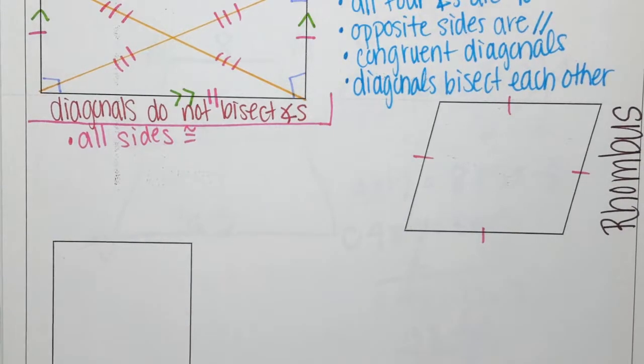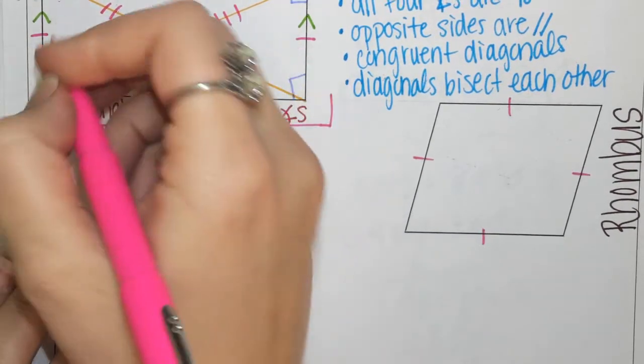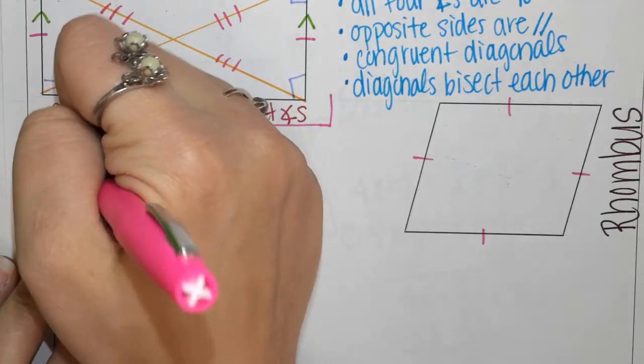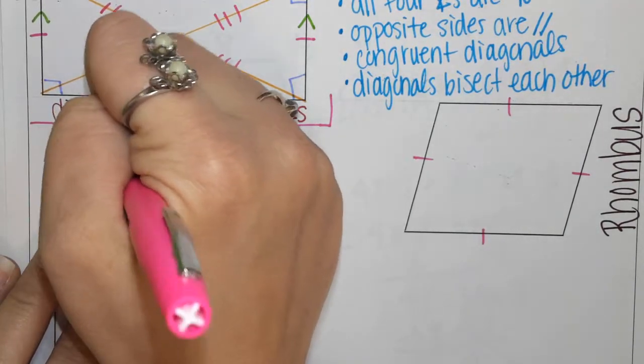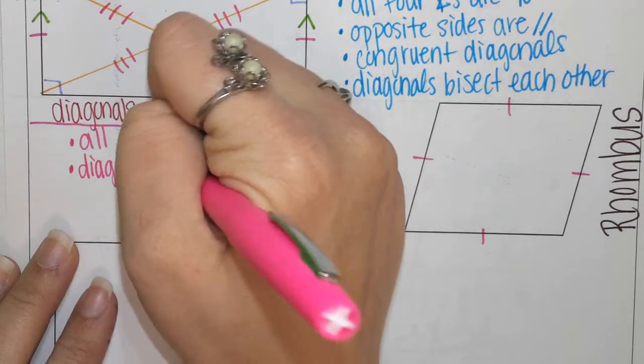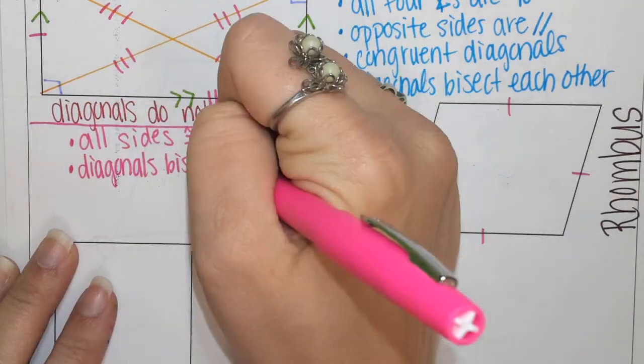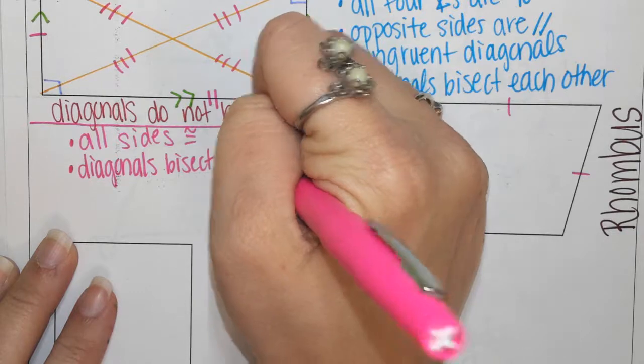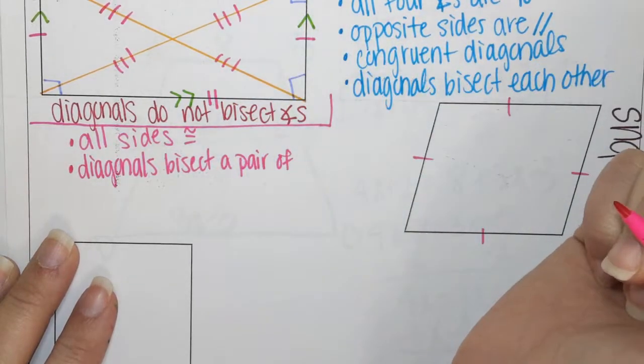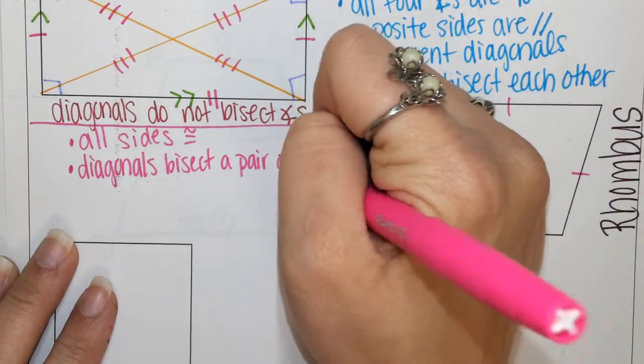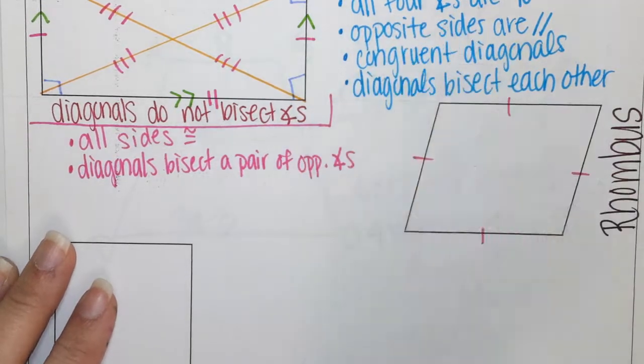All right, raise your hand if you know something else about a rhombus. Travis. Yes. Thank you. Take a point. All right. Diagonals bisect a pair of opposite angles. Yes. Opposite angles. I'm just going to write OPP.